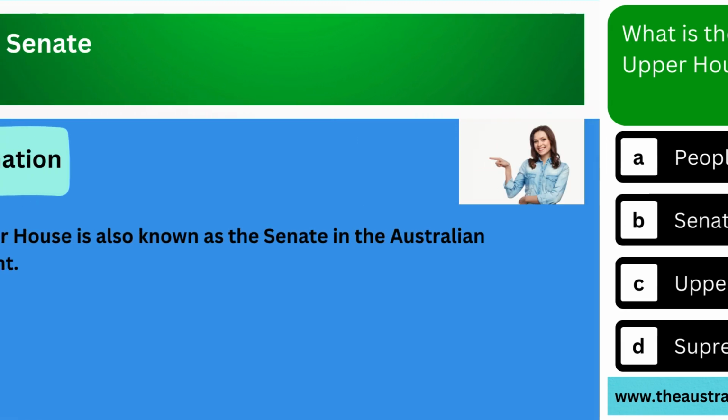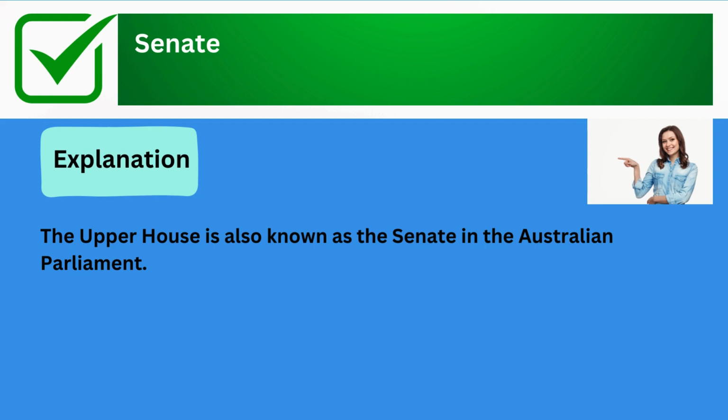The correct answer is Senate. Explanation: the upper house is also known as the Senate in the Australian Parliament.